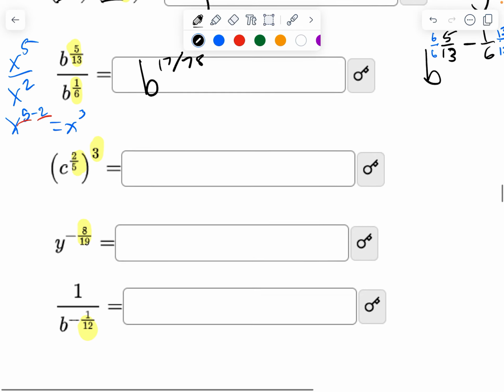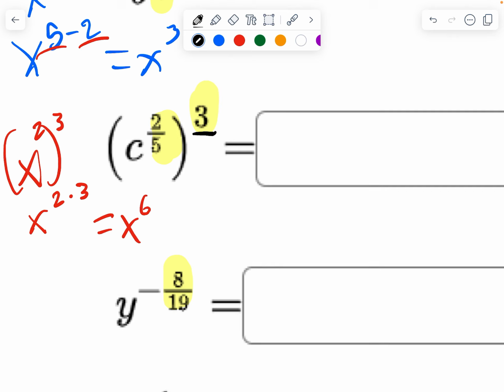Now this next one is power to a power with whole numbers. What that looks like is if I have something like x squared to the third, that's x to the 2 times 3. In other words, x to the 6th. All right, so when I'm multiplying something with a fraction, reminder, even with whole numbers especially, write them as a fraction, and then fractions multiply straight across. So 2 times 3 is 6. 5 times 1 is 5. So c to the 6/5 is your answer.